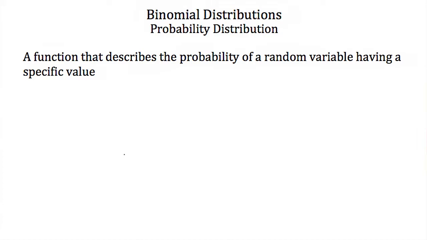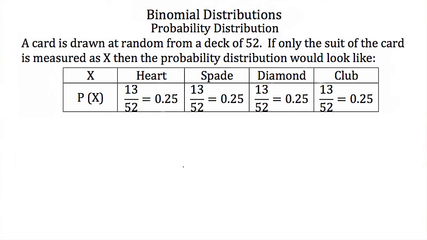A probability distribution is a function that describes the probability of a random variable having a specific value. So it is an equation that describes the probability of a random variable, let's call that x, having some value. So x has to be equal to something, and our function will describe the probability that x actually is equal to that value. So let's look at an example.